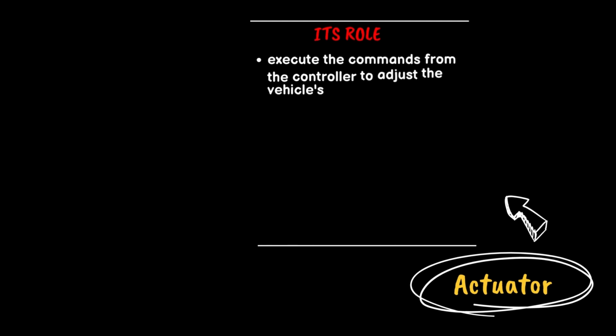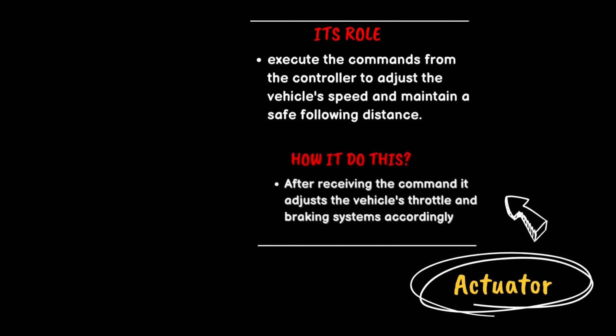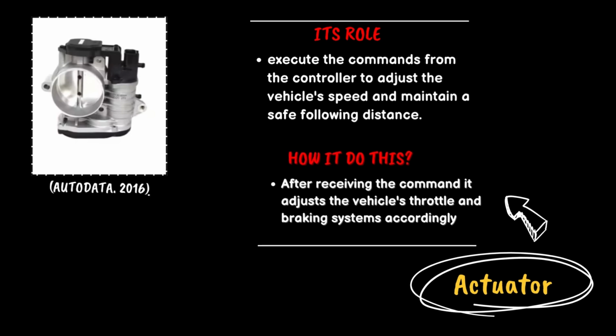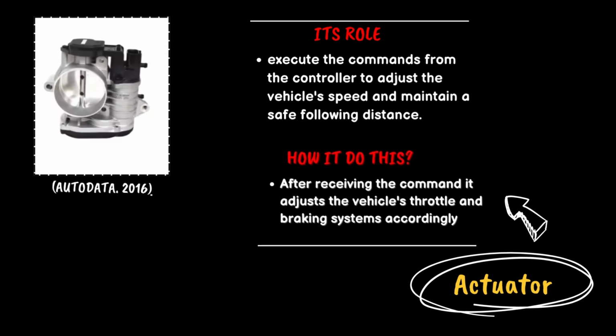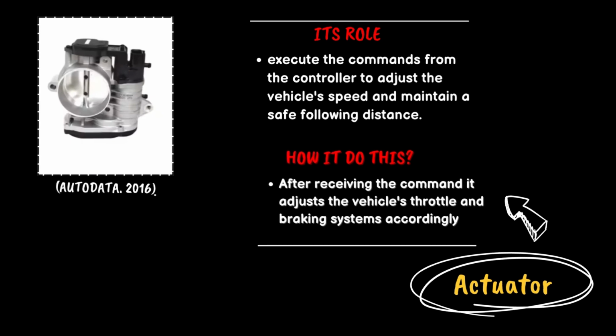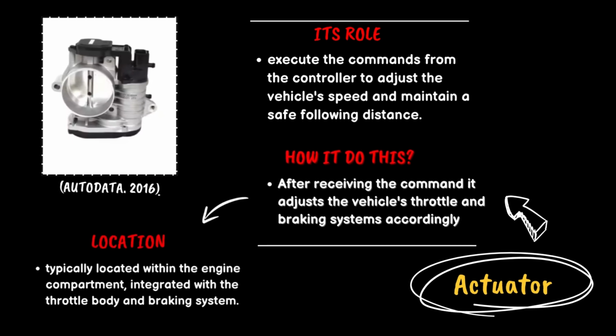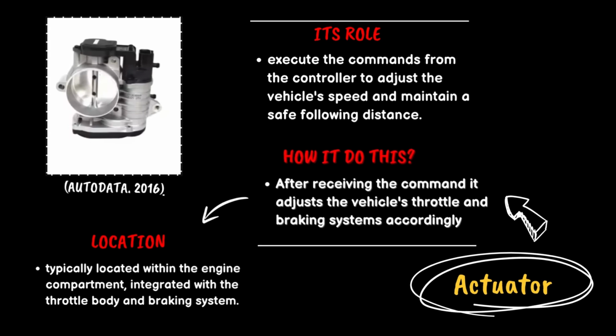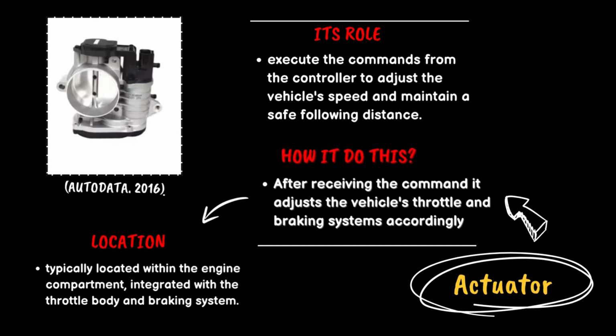The actuator is the muscle of the adaptive cruise control, performing the commands from the controller to adjust the vehicle speed and maintain a safe following distance. It receives commands from the controller and adjusts the vehicle's throttle and braking system accordingly. This ensures that the car accelerates or decelerates smoothly to maintain the desired speed and safe following distance from the vehicle ahead. Actuators are typically located within the engine components, integrated within the throttle body and braking system. Their strategic placement allows for quick and precise adjustments to the vehicle's speed and braking, enhancing the overall effectiveness of the ACC system.